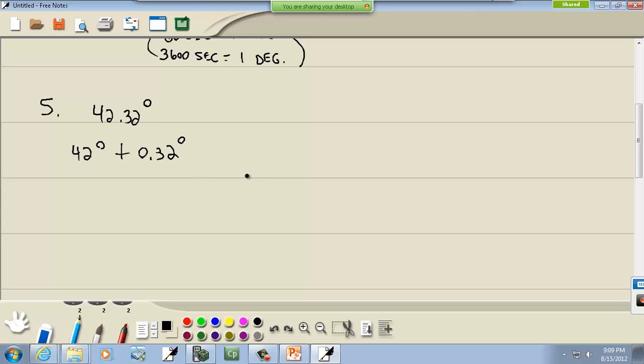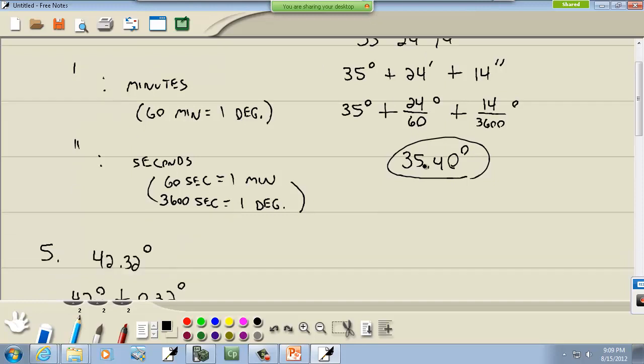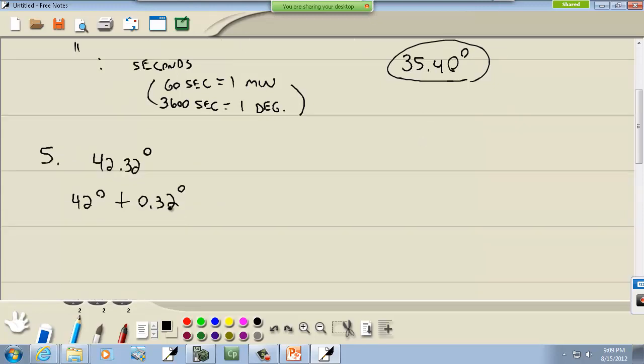Now, think what we did up here. We went from minutes and changed it to degrees, and we divided by 60. Well, to change this back to minutes, if we go in that direction, here we're going to multiply by 60. So we're going to take 42 plus 0.32 times 60, and that's going to put it back into minutes for us.